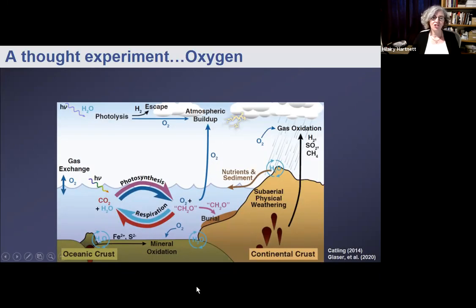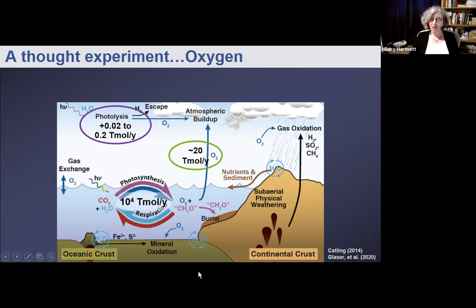This is a cartoon of the oxygen cycle on the Earth with both biological processes like photosynthesis and respiration, and non-biological processes like photolysis of water in the atmosphere due to UV light or consumption of oxygen by reduced gases. On the present day Earth, we produce oxygen to the tune of about 10^4 teramoles per year, and we consume oxygen also biologically through respiration, approximately 10^4 teramoles per year. So there's a net flux of oxygen to the atmosphere of 20 teramoles. This is much, much larger than the production of oxygen in the atmosphere due to photolysis of water.